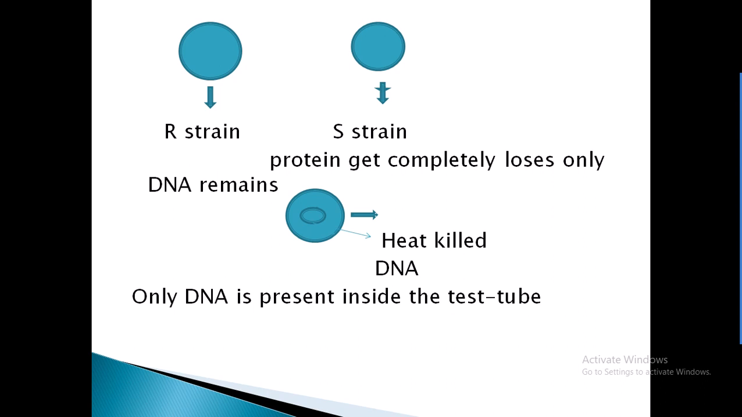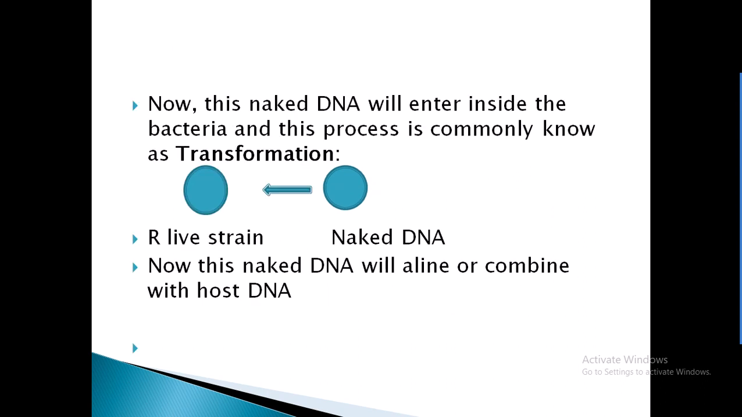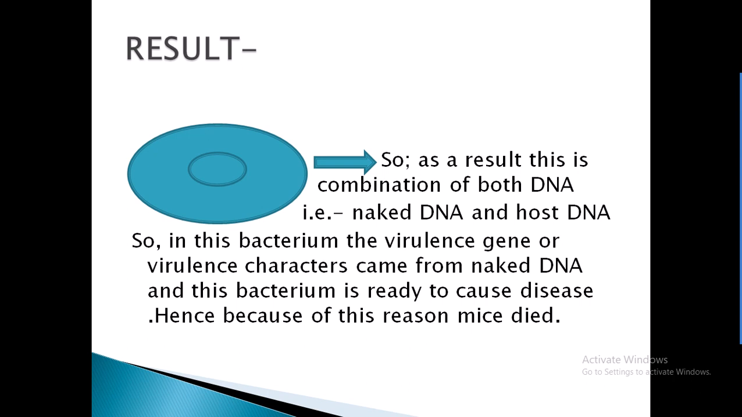So in this there are no bacteria present, but the thing which is present is DNA inside the test tube. Now Griffith took naked DNA. This naked DNA will enter inside the bacteria, and this process is called transformation. So what exactly does transformation stand for? Transformation is the process of the insertion of naked DNA inside the bacteria. Now, after entering the bacterial cell, this DNA will combine with the host DNA. As a result, this is the combination of both the DNAs, naked DNA and host DNA.